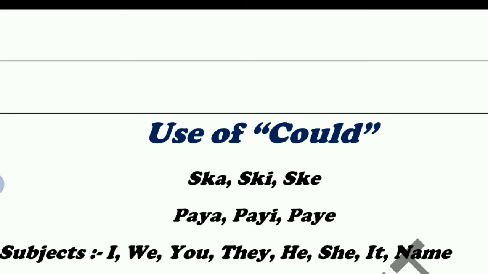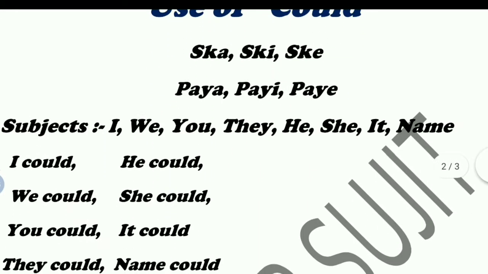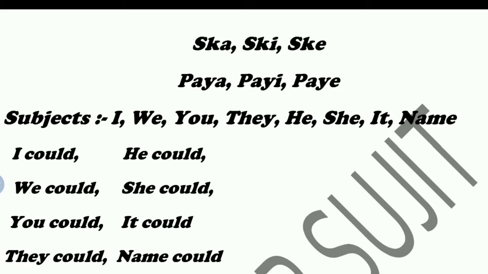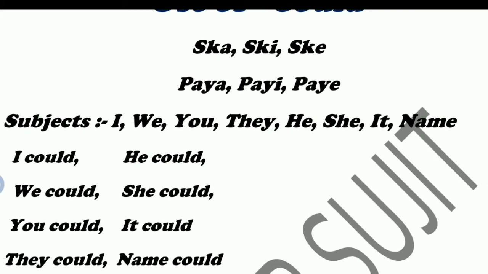In fact, if you have to use I, we, you, they, he, she, it, name, after these pronouns you have to use the could modal. The could modal is very important. You can use it in actual conversation. So let's talk about the next subjects. I can write here: I could, we could, you could, they could, he could, she could, it could, name could. You have to use I could, we could, you could in the similar way, and these pronouns are very important. You have to use them in the same way.